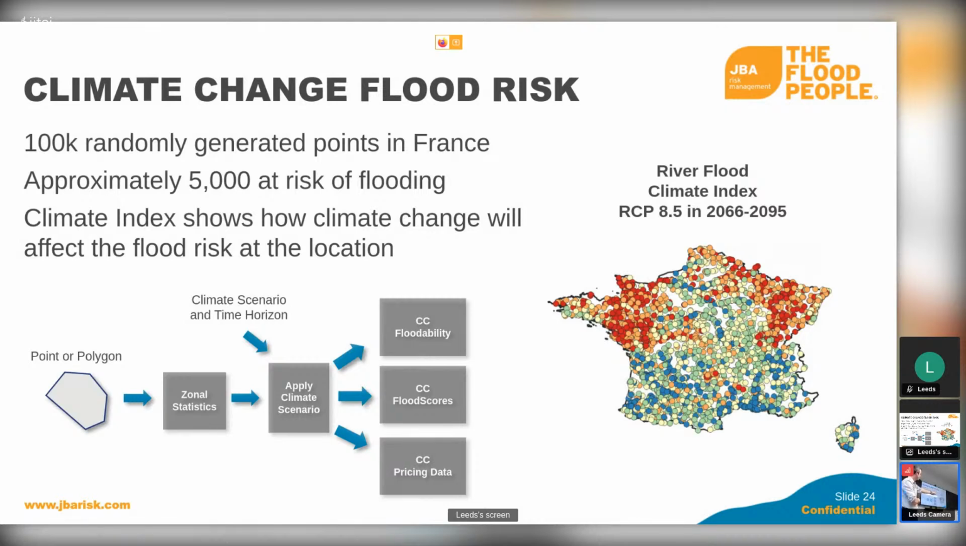On the chart on the right, that shows France, those 100,000 points. The areas in red are where, in the future scenario, 2066 to 2095, a climate scenario, the flood risk is going up. And blue in the south of France is where things are getting drier and the flood risk is going down. And so this flexibility allows people to basically calculate flood risk according to their requirements.